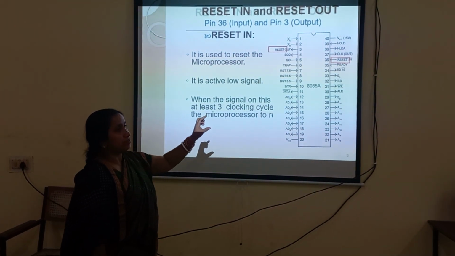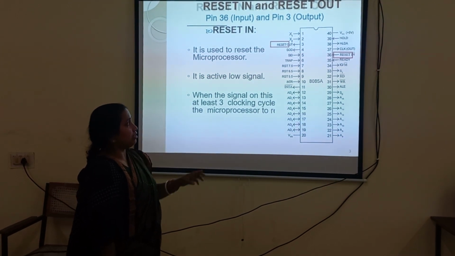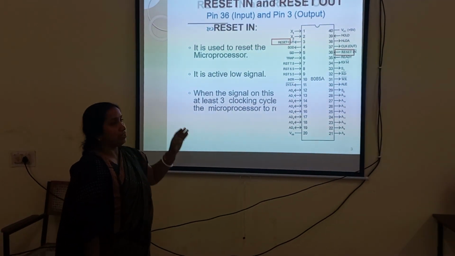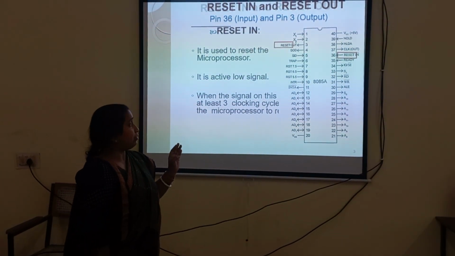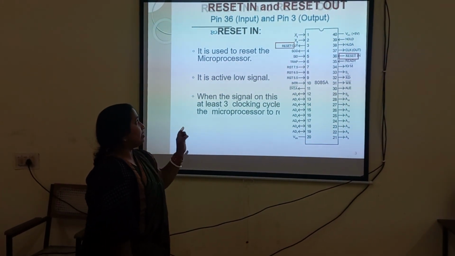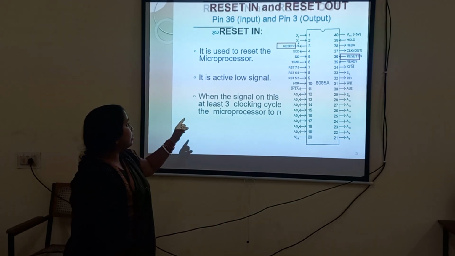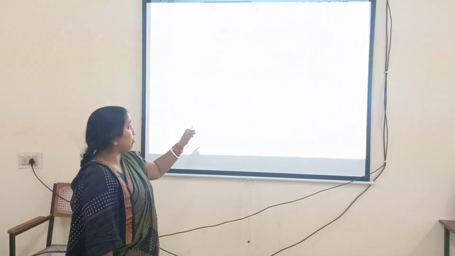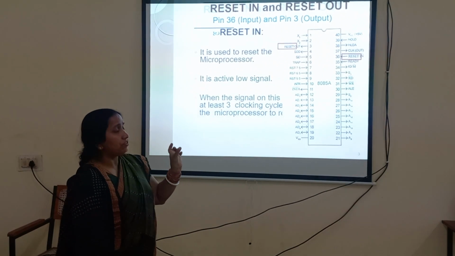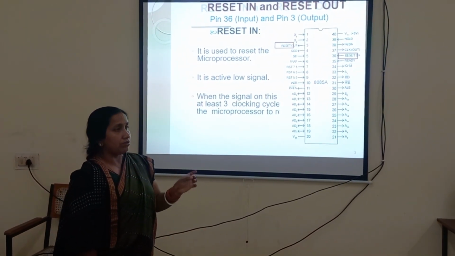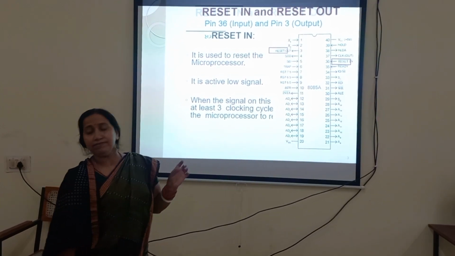Reset means it is set to zero, and it is an active low signal, because there are two kinds of signals used in the 8085 microprocessor. One is active high and the other is active low. Active low signals are represented by a bar. The signal must be low for at least 3 clock cycles of the microprocessor to reset. That means when the 3 clock pulses are low, then reset in and reset out operate, because this is the active low signal.